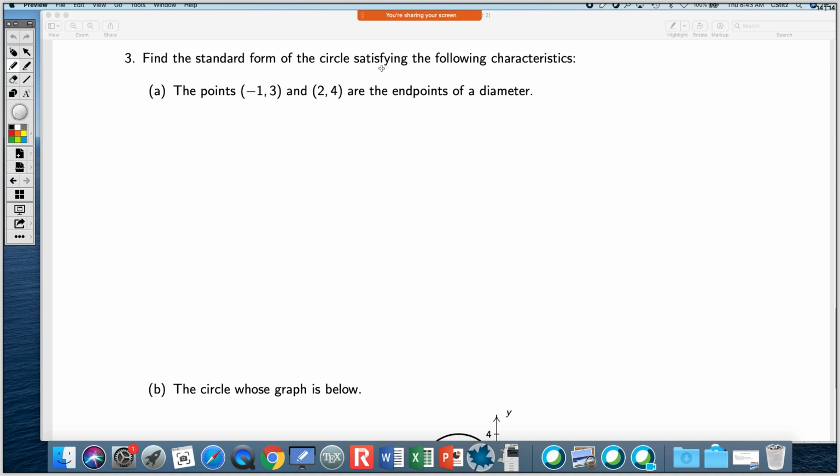Find the standard form of the circle satisfying the following characteristics. The points -1, 3 and 2, 4 are the endpoints of a diameter. So let's talk about what the diameter of a circle is. So I got 2 points here, -1, 3 and 2, 4. They're the endpoints of a diameter. So a diameter is a line segment across the circle that goes through the center. So that's the key. It's a chord that goes through the center.